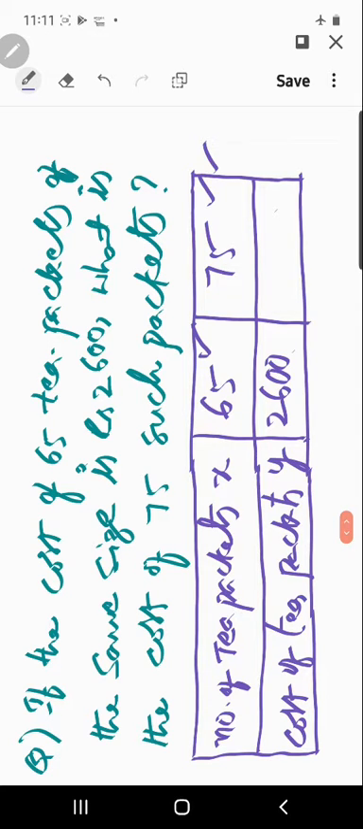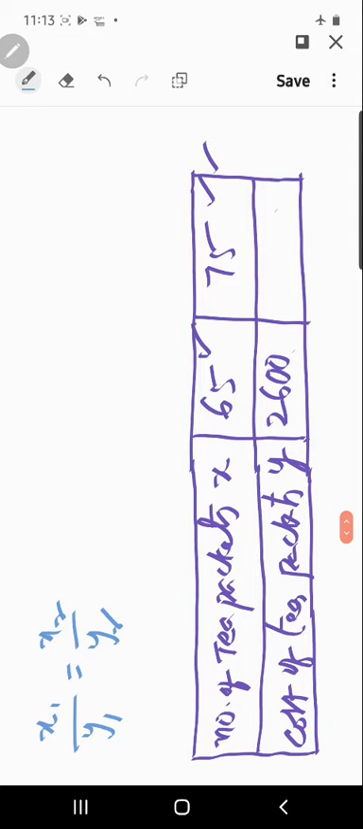So that means these two quantities x and y are in direct proportion. I told you if one quantity increases, the other quantity also increases. If one quantity decreases, the other quantity also decreases. Here the number of packets x is increasing, at the same time y also increases. So the two quantities are in direct proportion. Okay, now we have the formula: if these two are in direct proportion, then we have to take this formula, that is x1 by y1 is equal to x2 by y2.